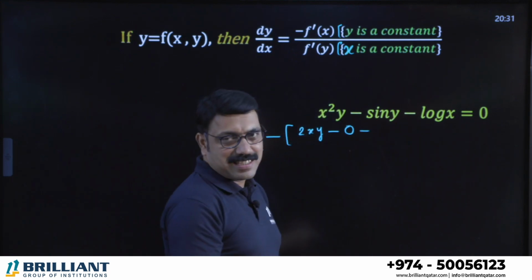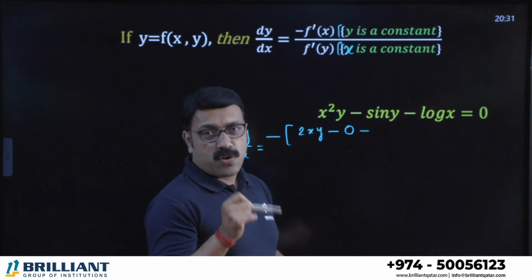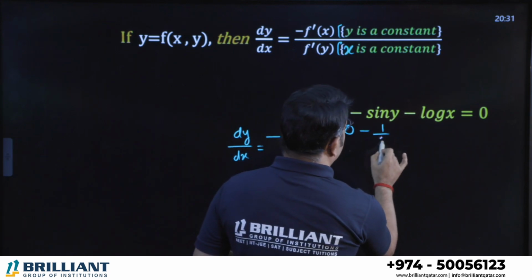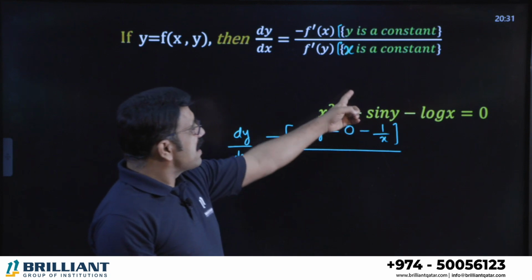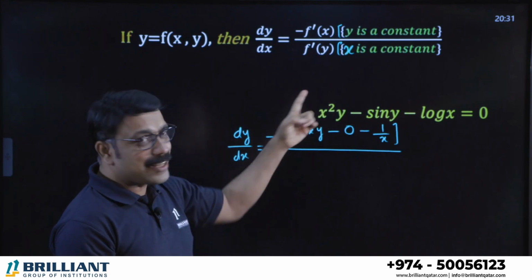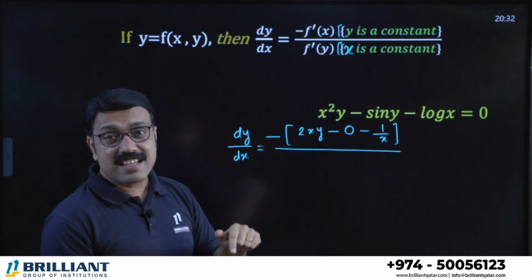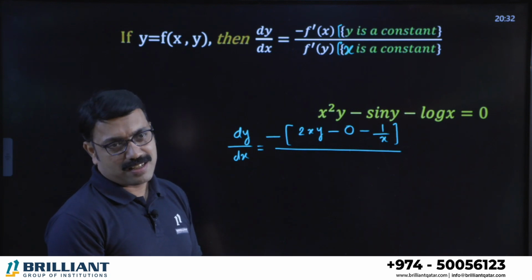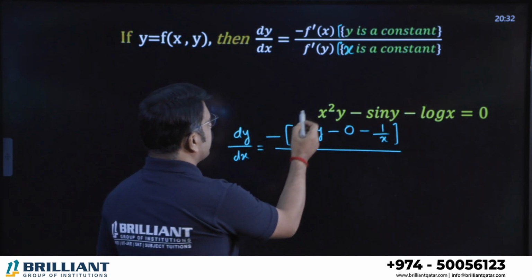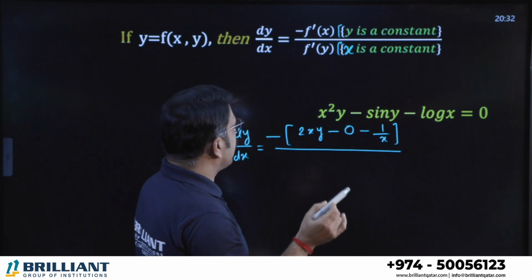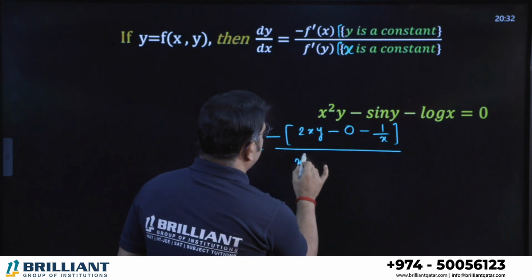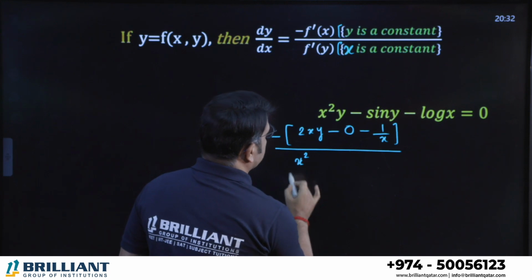Minus log x. The derivative of log x is 1 by x. So it will come to 1 by x, all divided by. We consider, for the first numerator, y is a constant. Similarly, for the denominator, we should consider x is a constant. Take the derivative of that one. So here the same function, x square y. The derivative with respect to y is x square into 1, so x square itself.